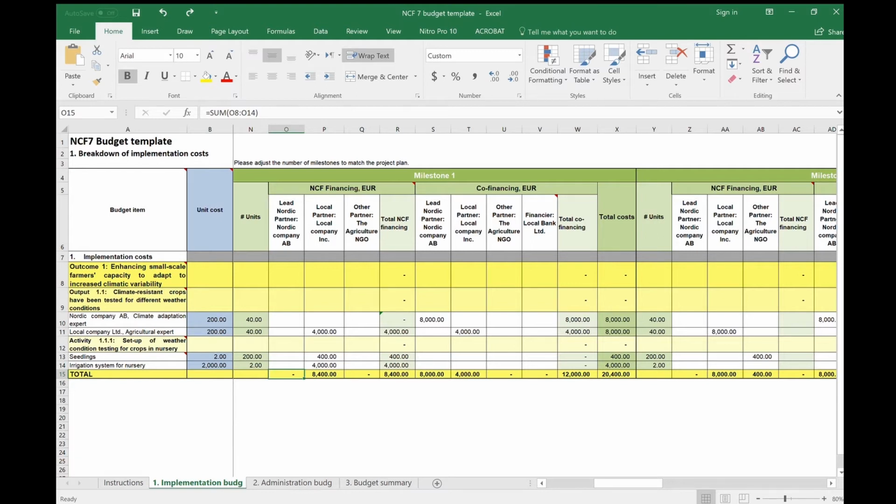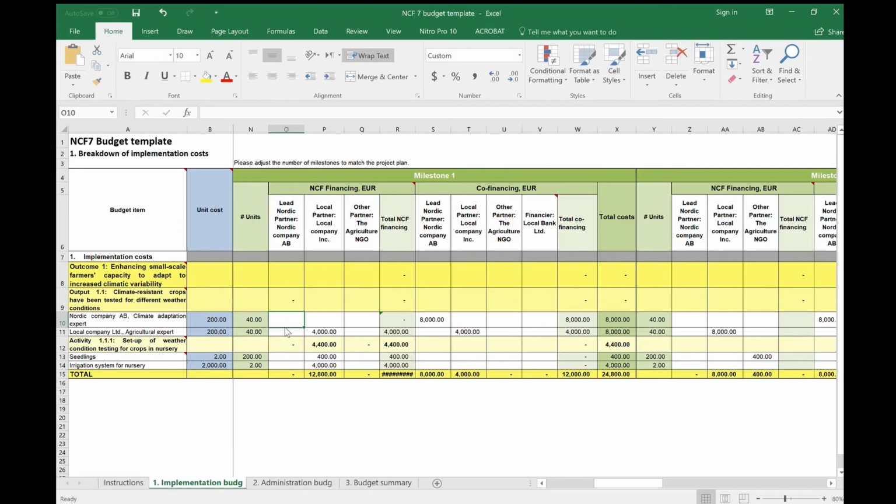For presenting activity level costs, sum up the input costs under each activity. For the output level, include the sum of all activities under the output, as well as the staff costs of the output. Finally, outcome costs should be compiled of the sum of the output costs under each outcome. Make sure that each milestone's subtotals for NCF financing and co-financing are correctly summed up. Further, check that the totals of each milestone include all the relevant costs.